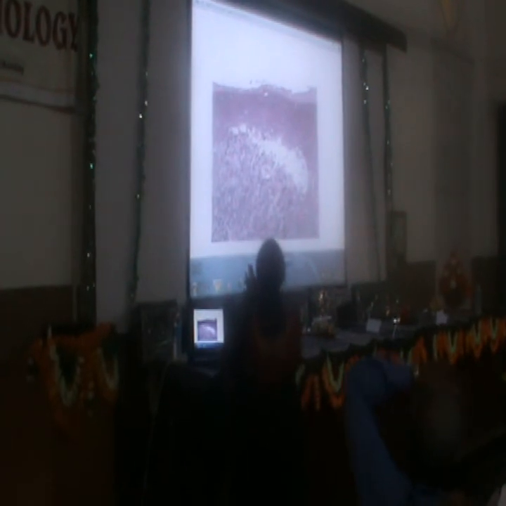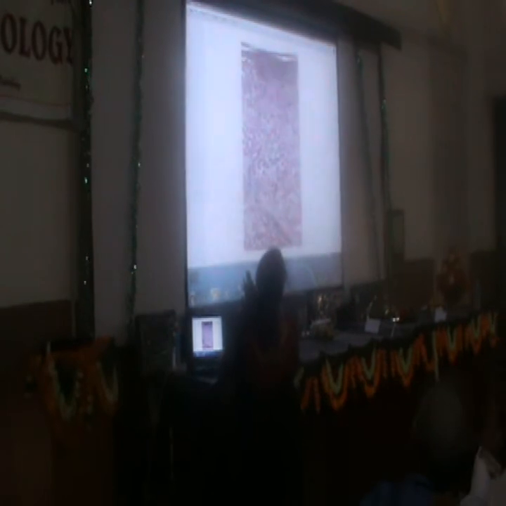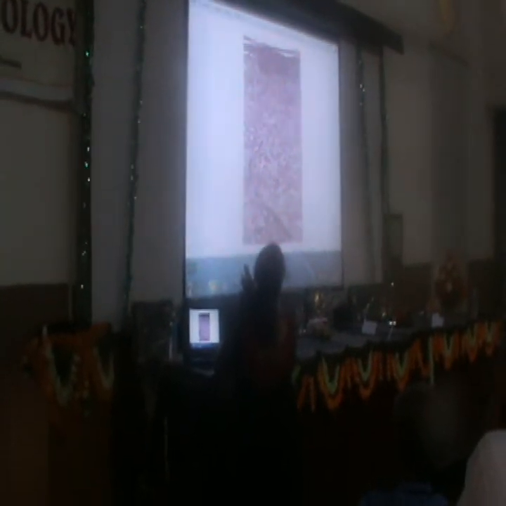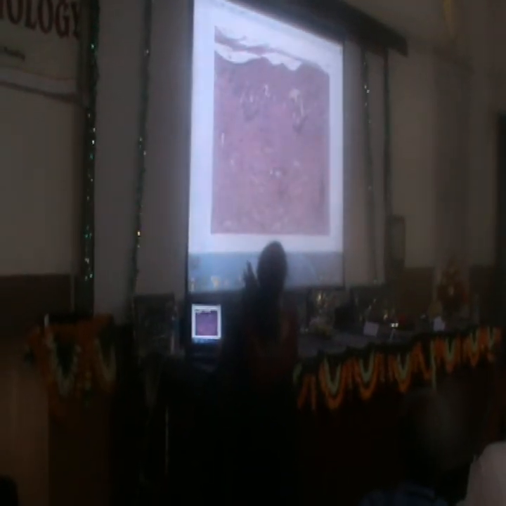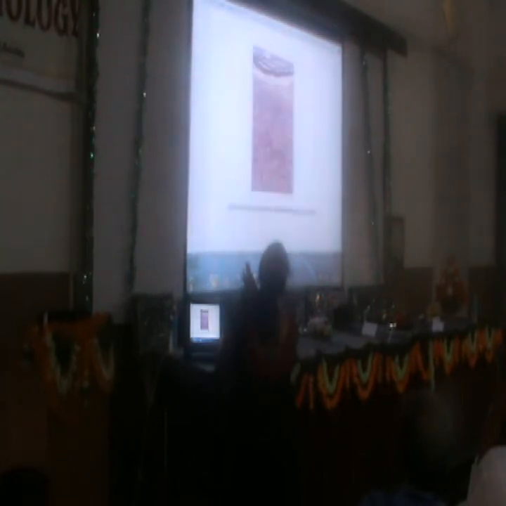Sometimes this could be extensive. So this is minimal here. There usually is an association with pigment incontinence. You can see macrophages. So this is again vacuolar degeneration of the basal cells. The space is more here.